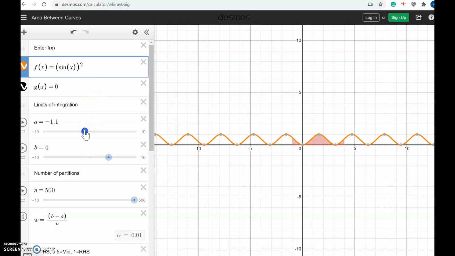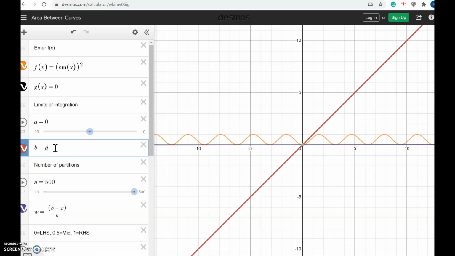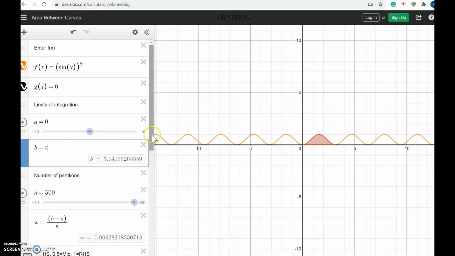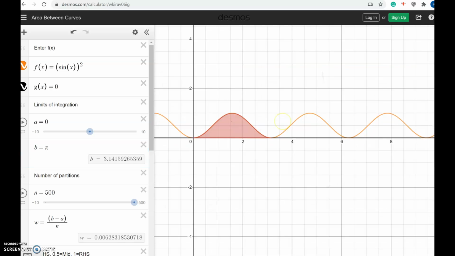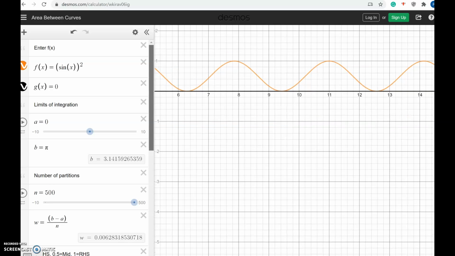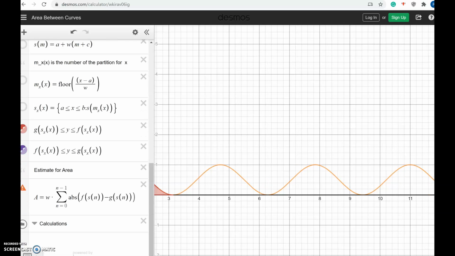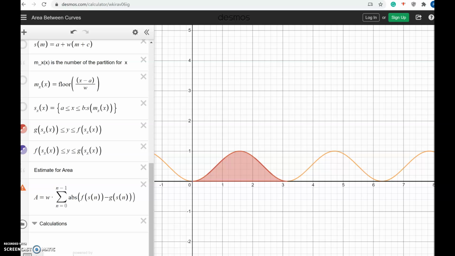Now the integral is saying from 0. So in this case, it's going to be from 0 to the values of pi. So let me see if it'll evaluate pi. And then this is the actual area that we're looking at. In order to find the actual total area under the curve, we have to find this calculation. So this is basically the part that we need.